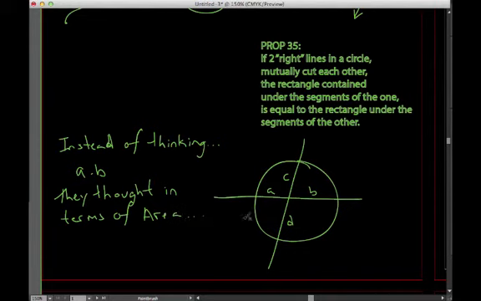So this area could be considered as the rectangle. Oh, let me fix that line. The rectangle with width A and length B. And then the area of this rectangle is what they were really thinking about when they were thinking of A times B. So this proposition could be written as AB is equal to CD.